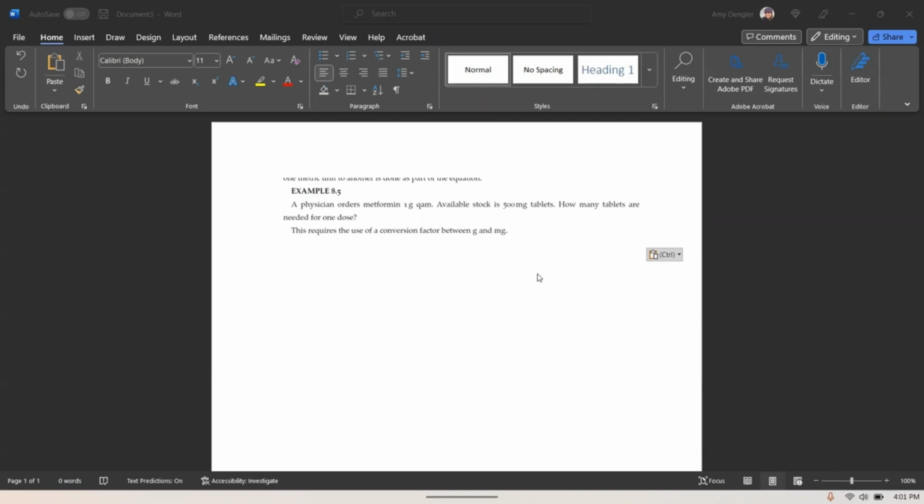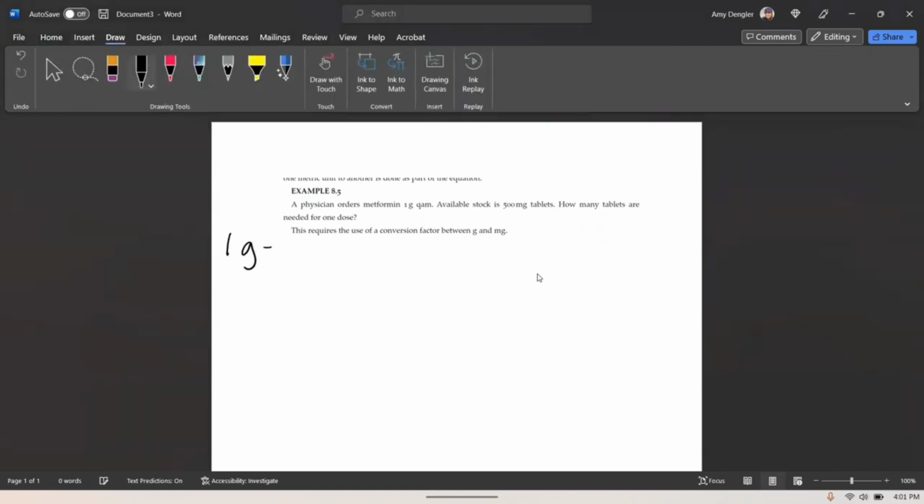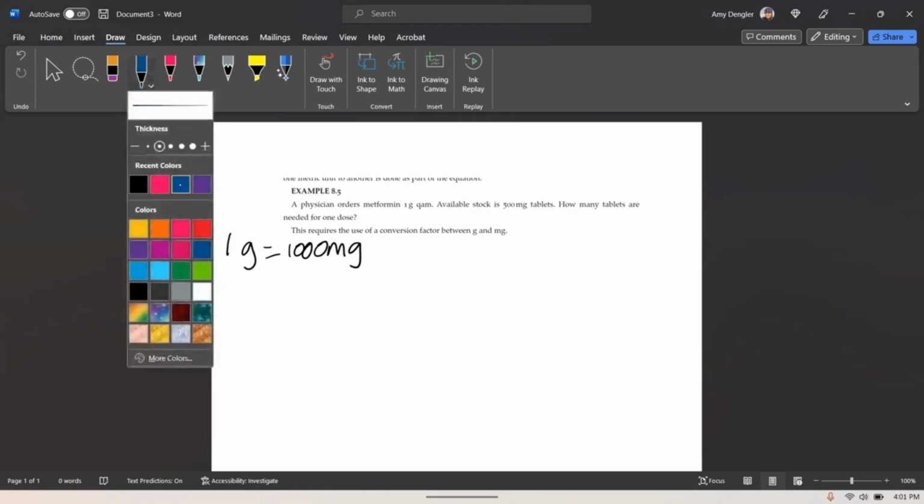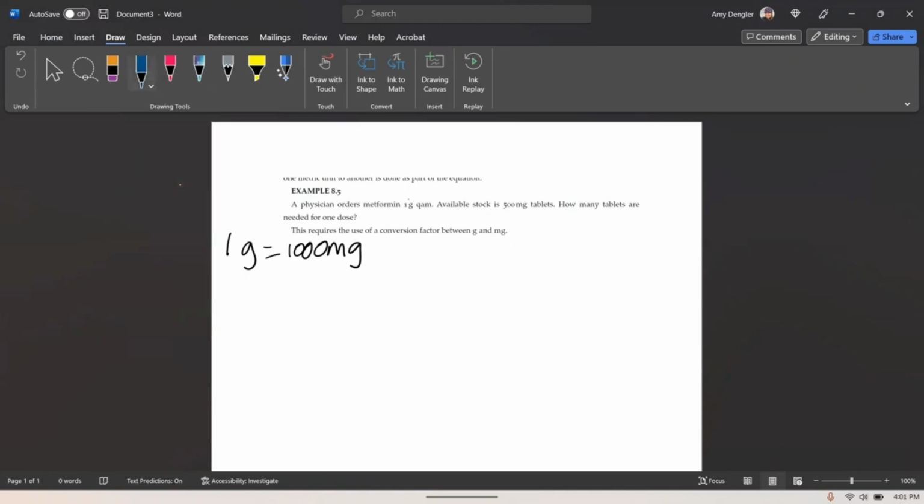So by now, you probably heard me say that you should learn 1 gram is equal to 1,000 milligrams and remember it forever because you're going to need to know it. So true. So this 1 gram that they're ordering is really 1,000 milligrams. So we have our stock, which is 500 milligrams for one tablet.